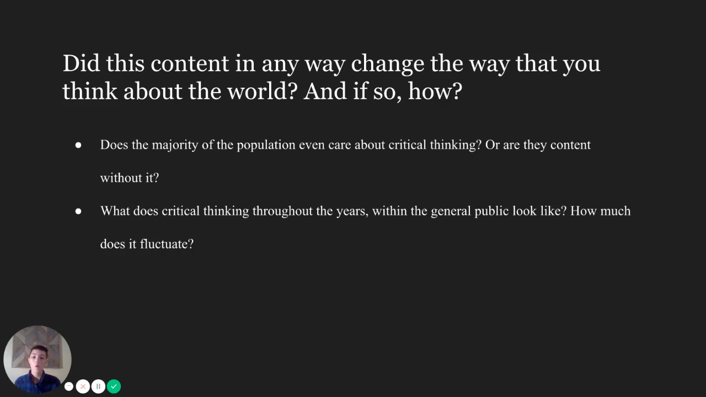The second one was, what does critical thinking throughout the years within the general public look like? How much does it fluctuate? So, through the ages, has it fluctuated? Has the general public been more apt to use critical reasoning and critical thinking throughout the centuries? Has there been a time where it was very high or very low? Did it coincide with the Dark Ages? I'd like to kind of look at that some more.